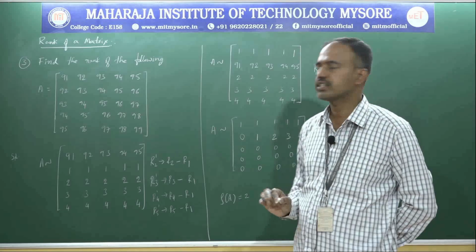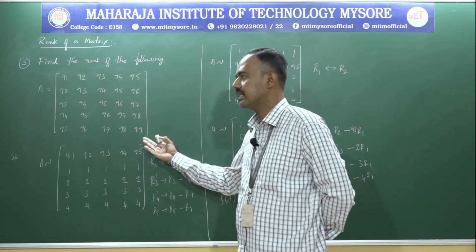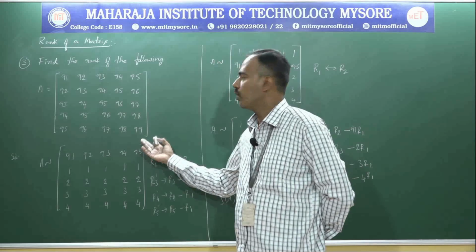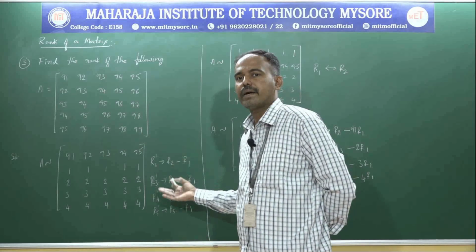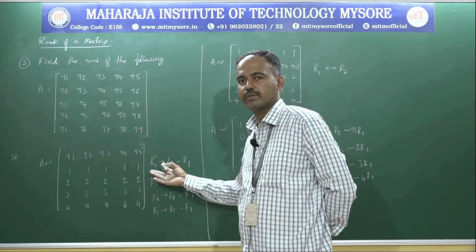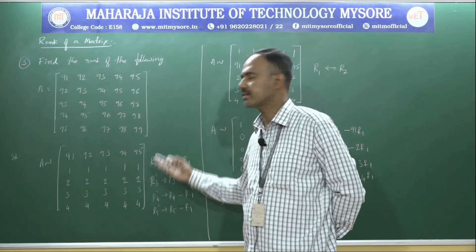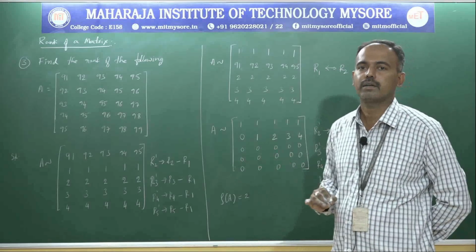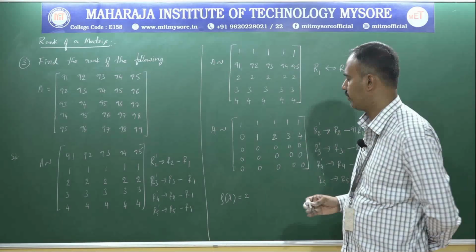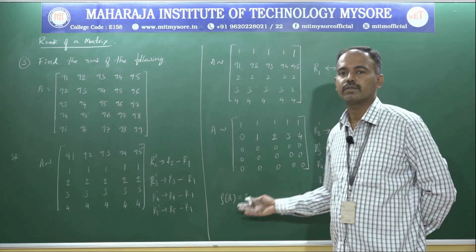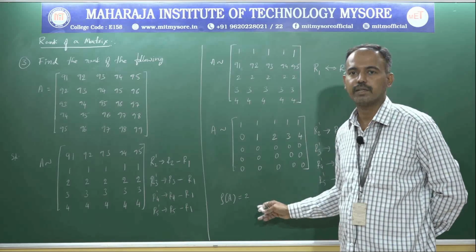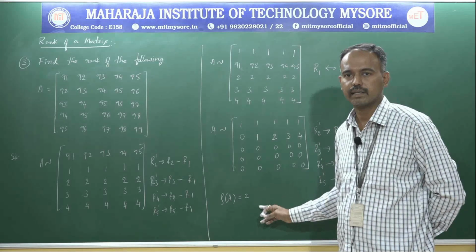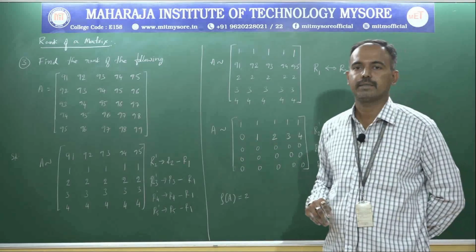The important observation: when higher-order matrices are given, we can find the rank of the matrix by following one particular procedure, applying the row transformations, and finally we find the rank of the matrix A. That will be the important observation here. Is it clear? Okay, next example here.